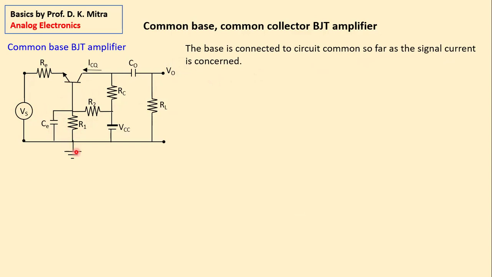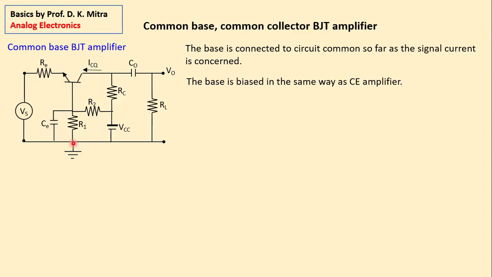When we say common base, it means the base is connected to common so far as the signal voltage is concerned, which is of some frequency, 1 kilohertz to many, it could be many megahertz, right? But common base means we are not talking about the DC common. We are not talking that the base is directly connected to the common. DC is not being discussed. It is only being discussed for the AC. For the signal, the base is connected to common. So it's a common base.